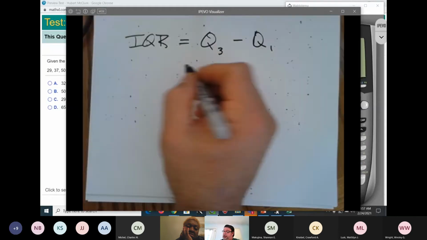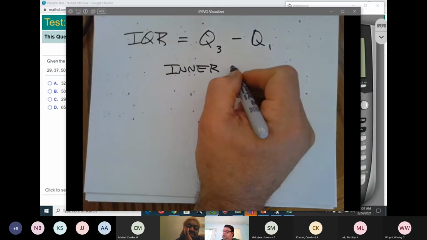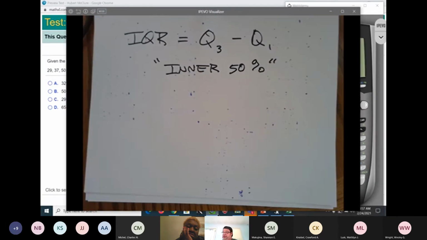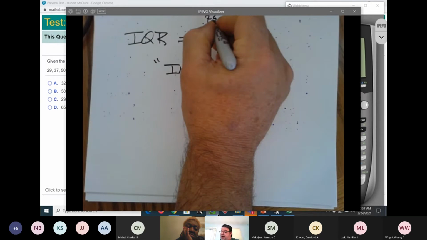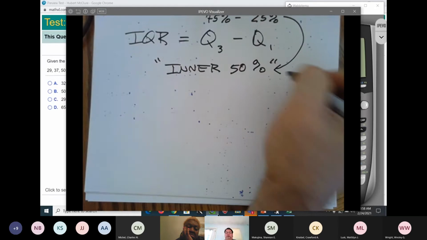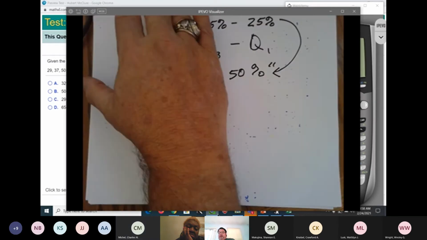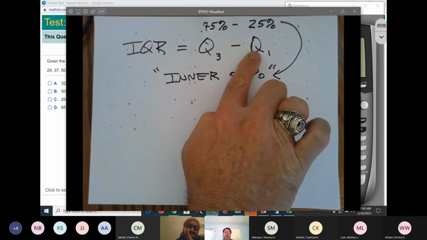It's also the inner 50%, because you might have a question that asks you, what is it as far as percentage? What is 75% minus 25%? 50%. It's the inner 50%. That's the definition of the interquartile range. The mathematical definition is Q sub 3 minus Q sub 1.